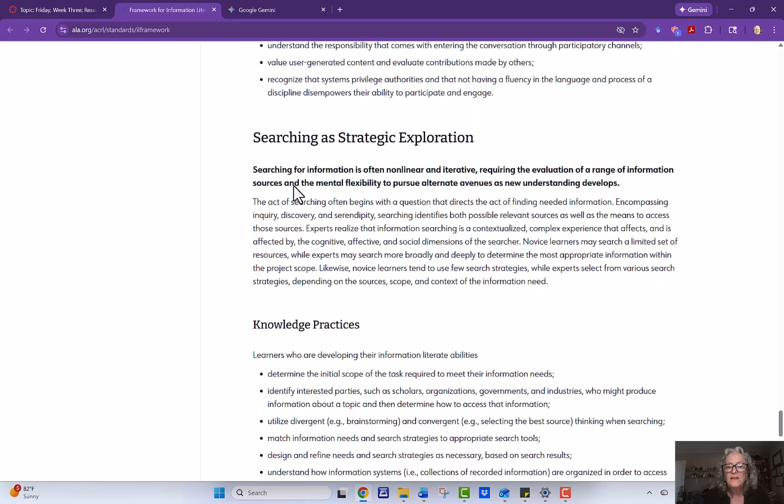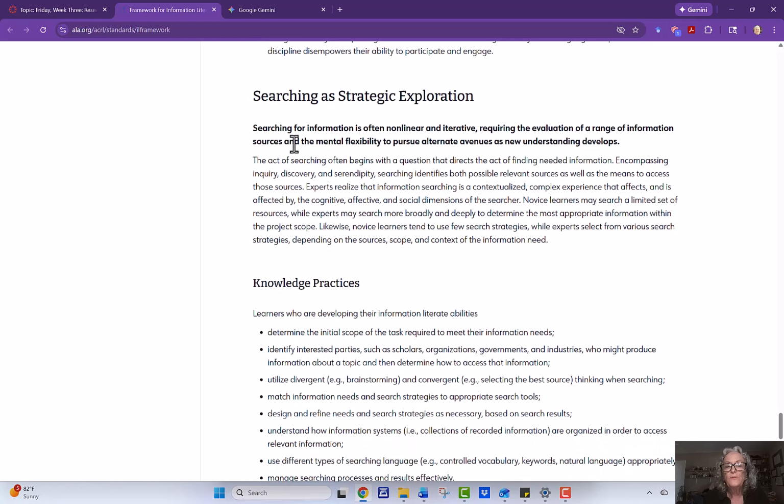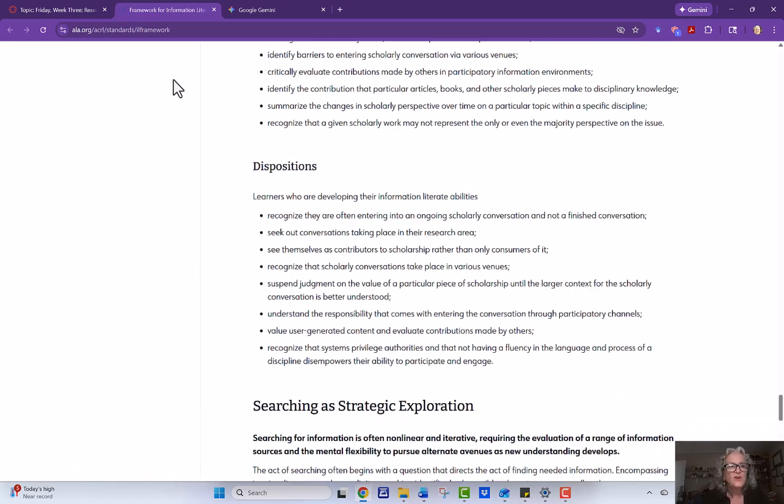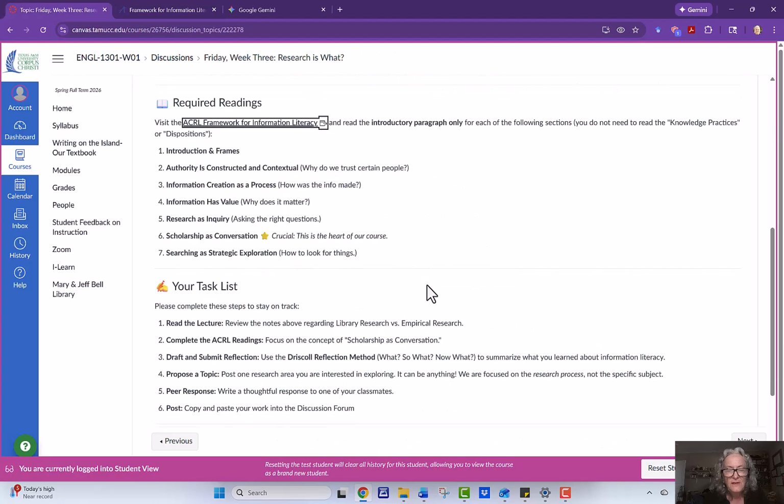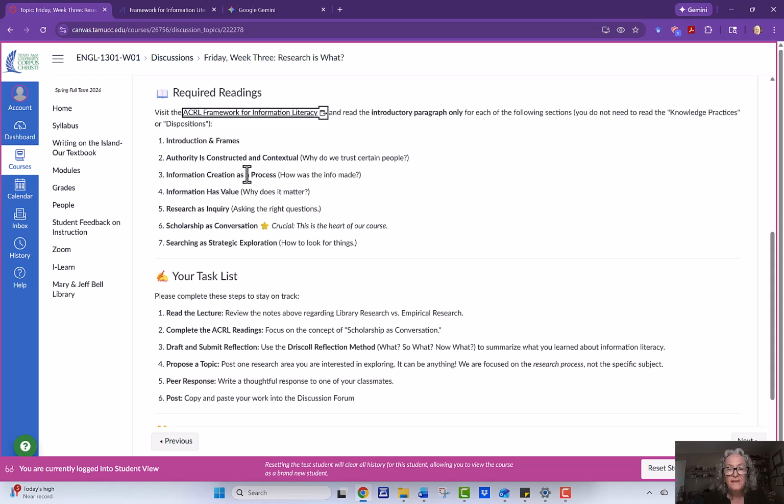And searching is exploration. Searching for information is nonlinear. Nonlinear and iterative. You can't go straight, you go all the way around. Now, today, AIs help a lot with that. And that's all the readings. So, and here they are. And again, hey, Gemini has given some little pointers.